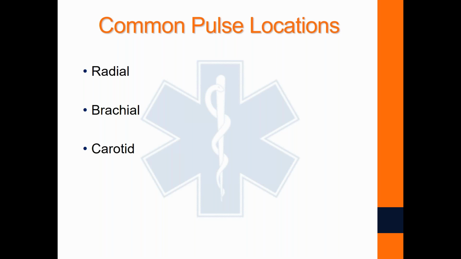What about a brachial? Where are we checking a brachial pulse? Near the bicep. Who do we normally use that on most of the time? Children, infants. Good. And last but not least, carotid. Right near the neck.